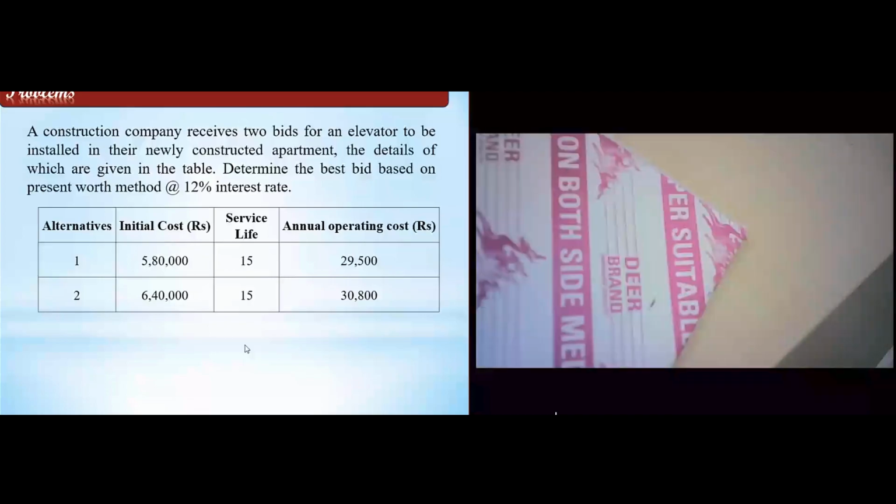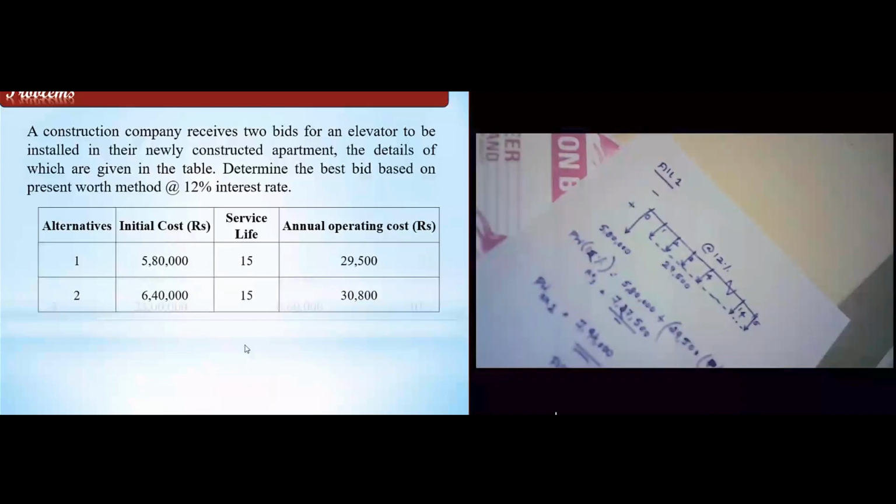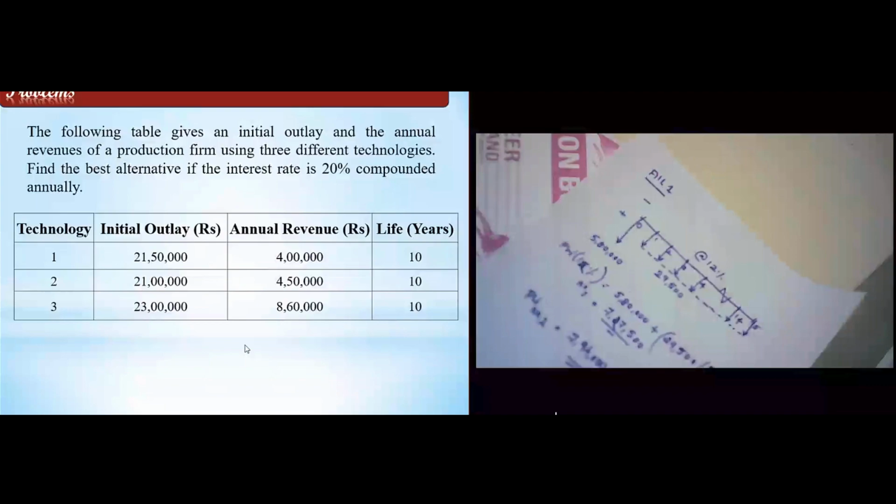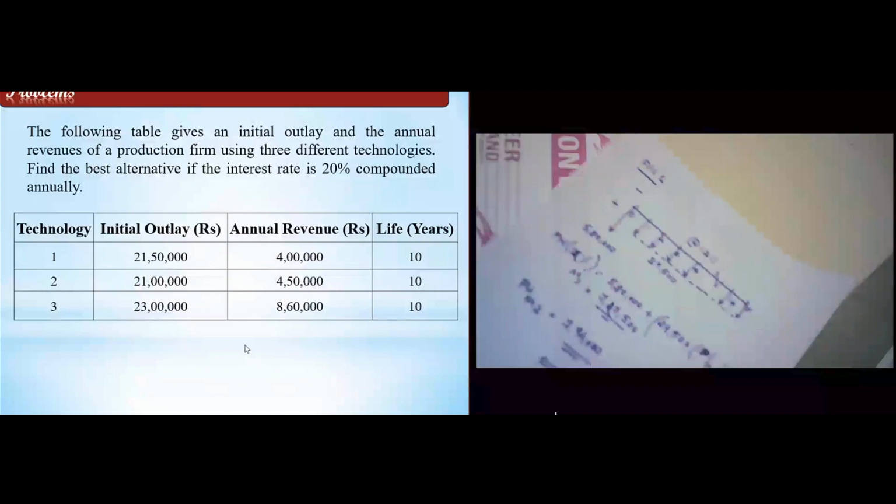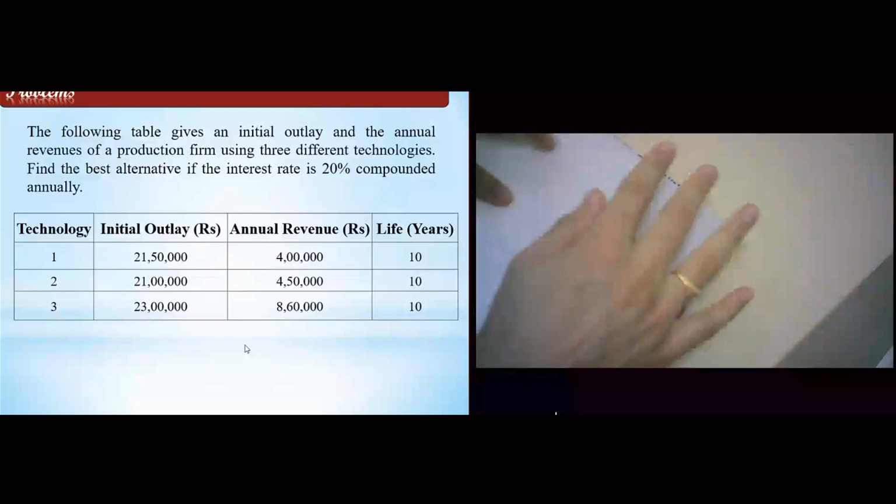So this is the first one. Please solve the second one. Please take down the numerical and try to solve it.